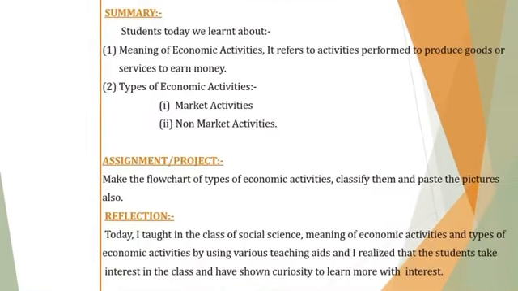Summary. Students, today we learned about meaning of economic activities. It refers to activities performed to produce goods or services to earn money. Types of economic activities. There are two types of economic activities. First one is market and second one is non-market. Your assignment is to make the flow chart of types of economic activities, classify them and paste the pictures also.